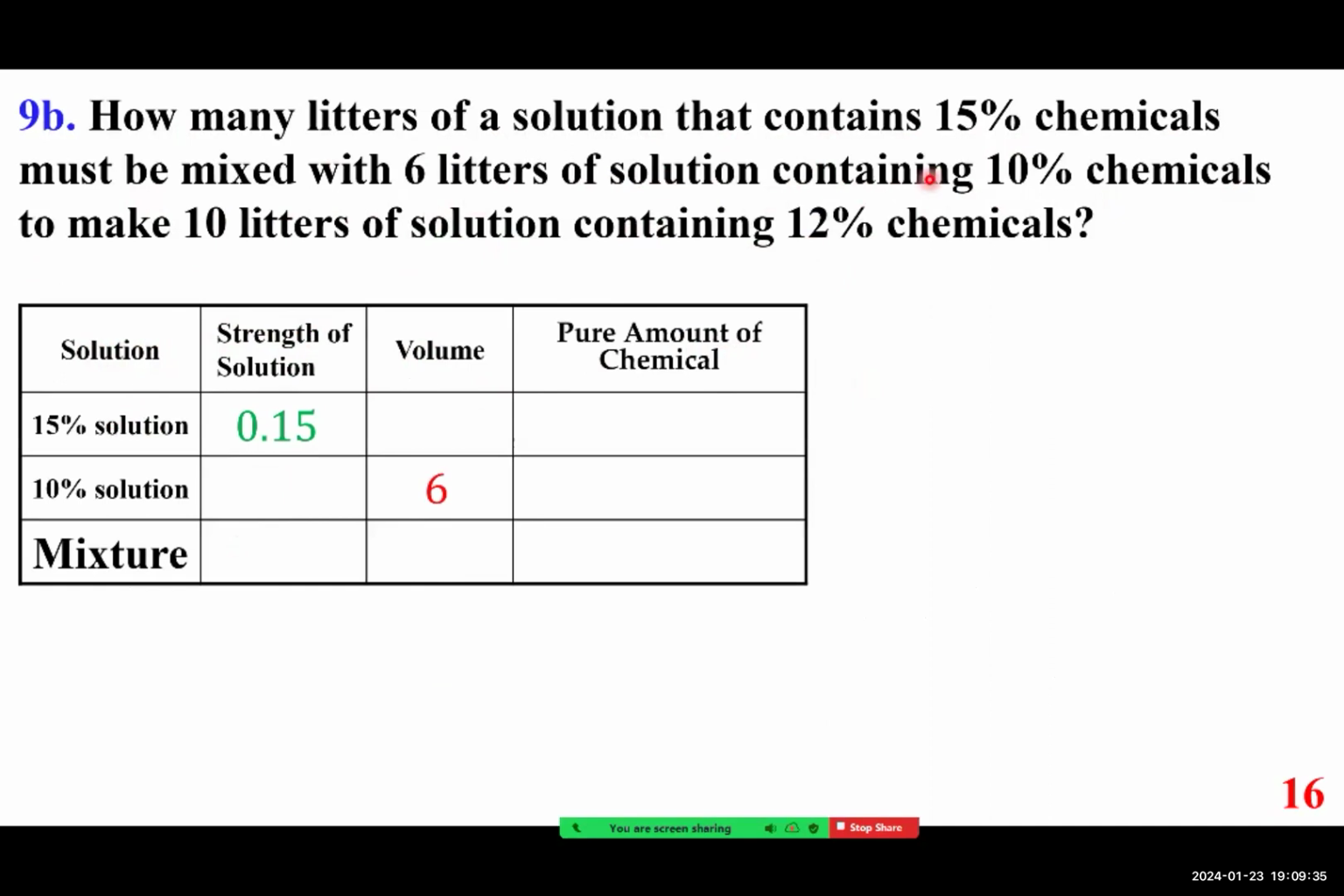So, by the way, we have 6 liters of 10%. Okay, so let's go one by one with that. How many liters of a solution contains 15% here, 10%, and then 10 liters of solution here. This is 10% or 0.1. This is 12%. And how much of this volume we don't know. It's supposed to be x plus 6.